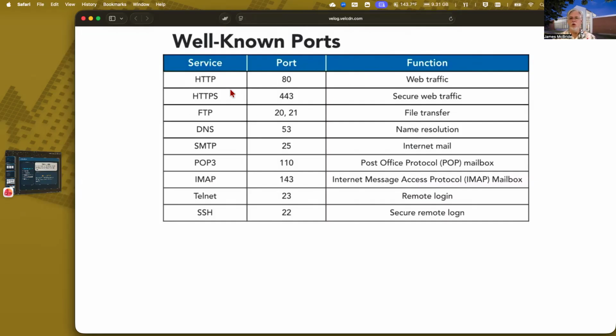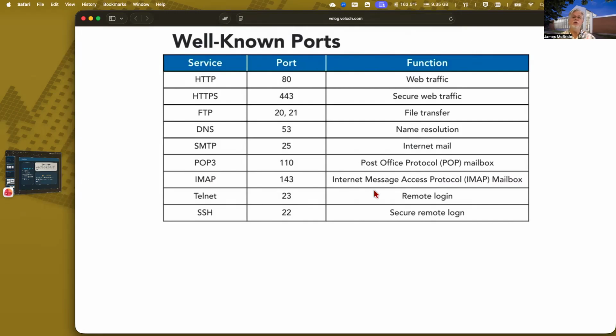This is the way your computer knows what's going on. It knows that Safari here is using HTTPS because it's this port number. And here's a bunch of other ones. And this is a mail, an older mail one. This is the new mail one we use, IMAP, port 143.